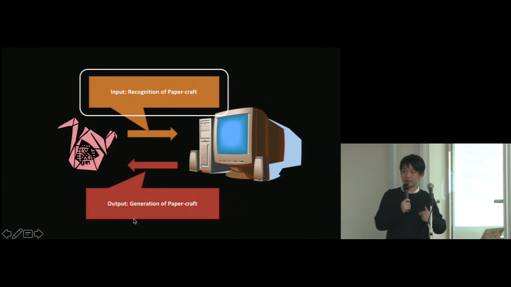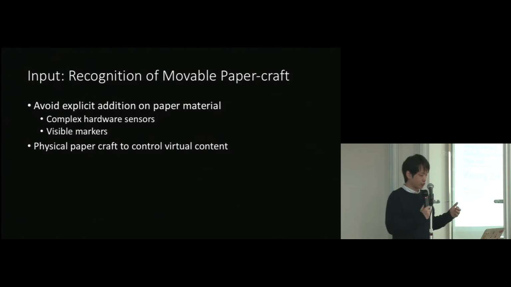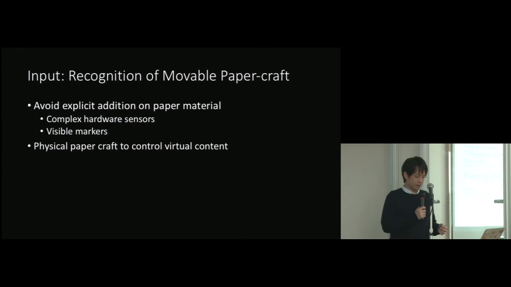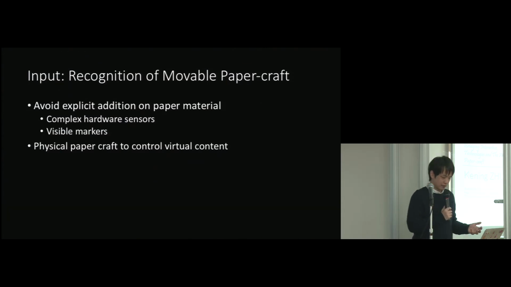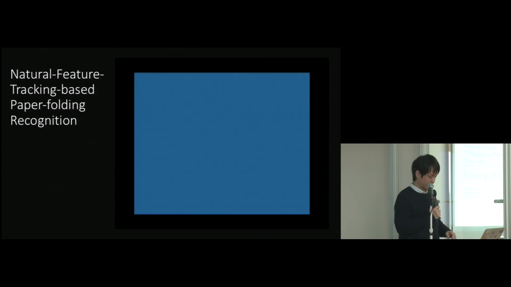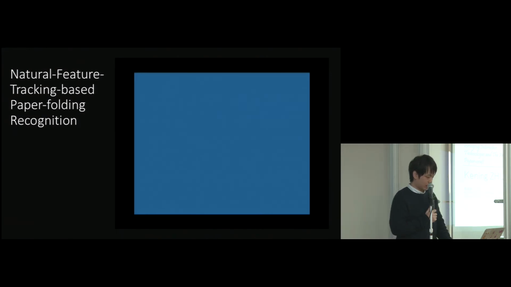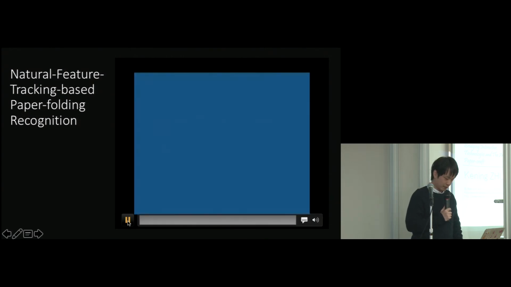And then I also look at how to detect the inputs, which is a more straightforward way. So we think that we should avoid explicit additional additions to the paper material. Hopefully we can avoid the complex hardware sensors and visual markers. And also, hopefully, to use the physical papercraft to control the virtual contents. So I developed this algorithm a long time back. It's using the natural feature tracking, computer vision-based algorithm to recognize how users fold the paper.